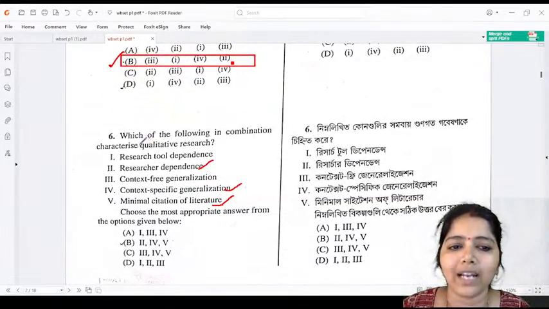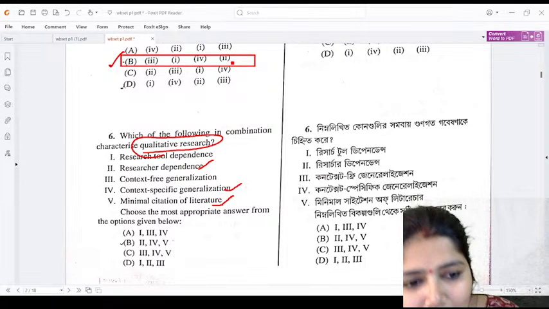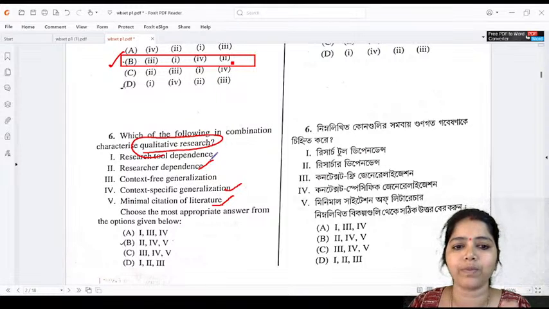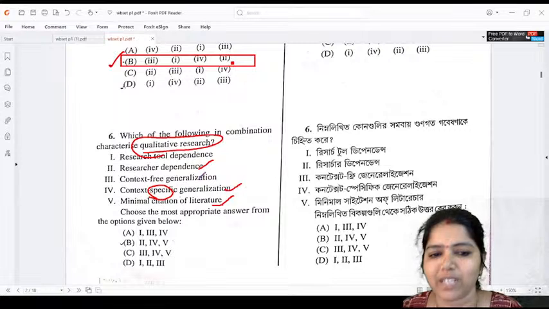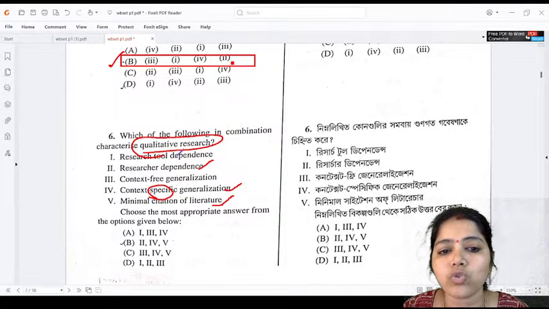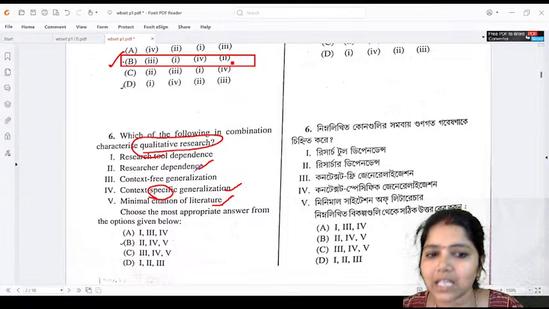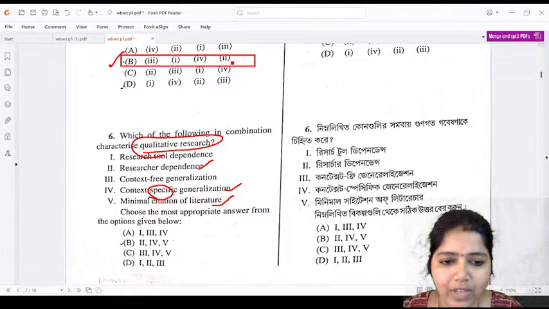Very good. Next is also important: qualitative research characteristics. Qualitative research means what? It will always be specific, not generalization. Context is specific, and research tool dependence would be for quantitative research. This is researcher dependence. It's biased; it depends upon the researcher. So obviously two will be there.